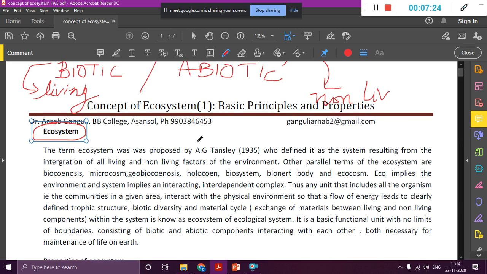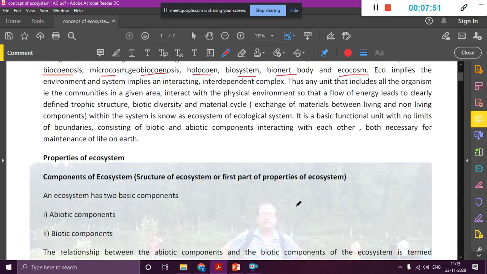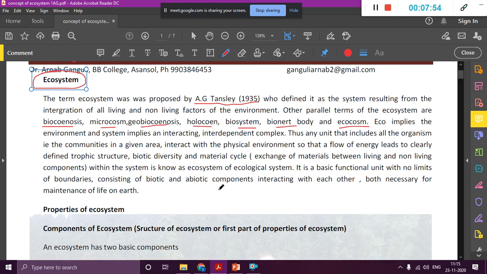Now, this term ecosystem was proposed by A.G. Tansley in 1935. This is an important short question which comes. Other names of ecosystem are biocenosis, microcosm, geobiocenosis, holocene, biosystem, bioinert body, ecocosm. All these are basically what you call an ecosystem. So essentially the ecosystem is your surroundings. System means your surroundings.